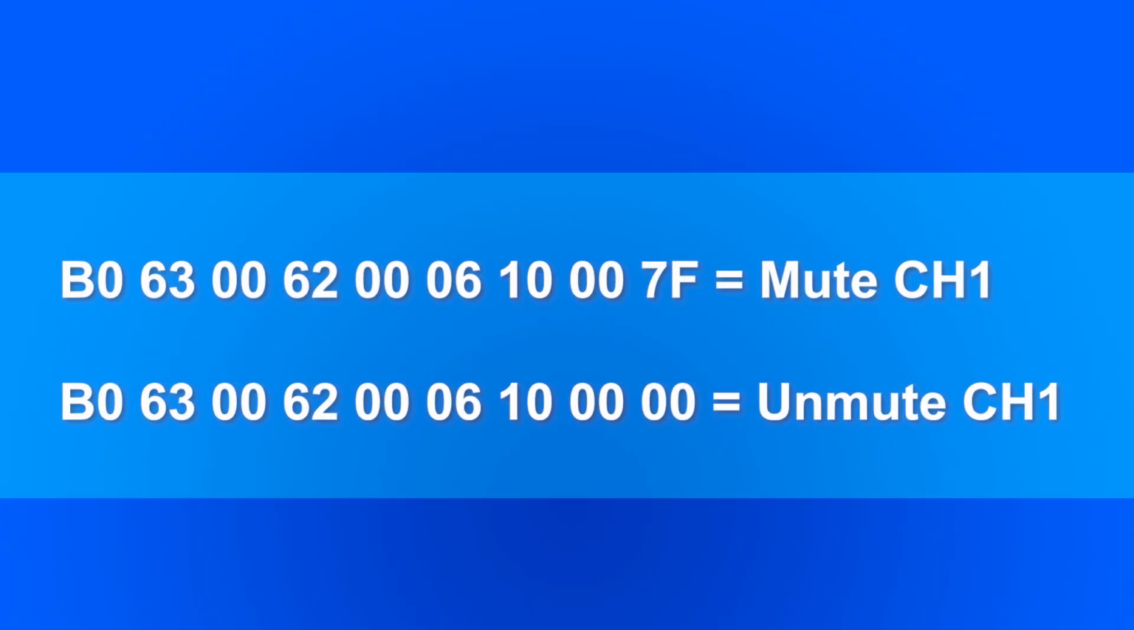Looking back at our example, 0, 5, and 10 are the data entry MSB, LSB values. 7F equals value 127, and that's mute on. 0, 0 equals value 0, and that is mute off.